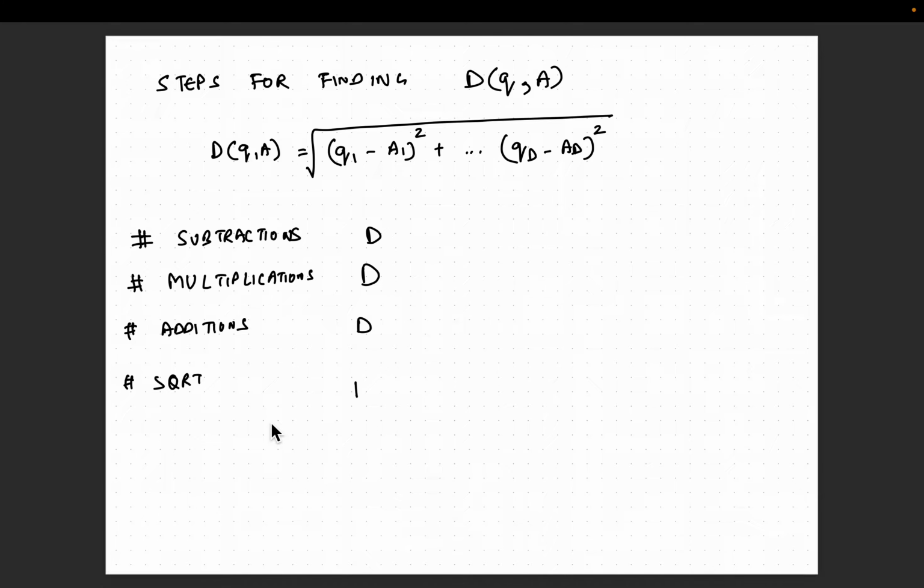Multiplication, squaring, I'm just writing as a multiplication. Additions is also D, square root is 1. Assuming all of them take constant time, the total time for one such pairwise distance computation is order D.